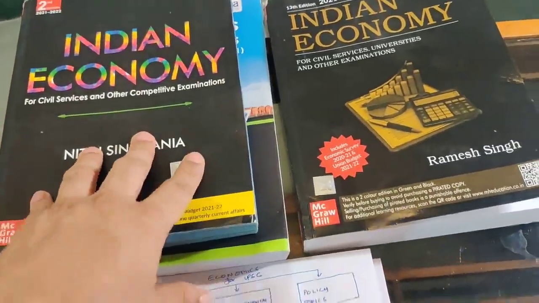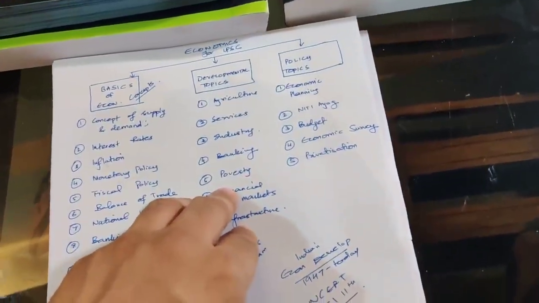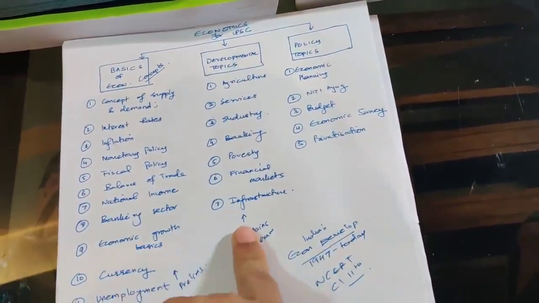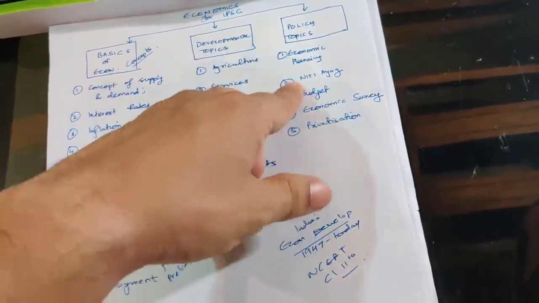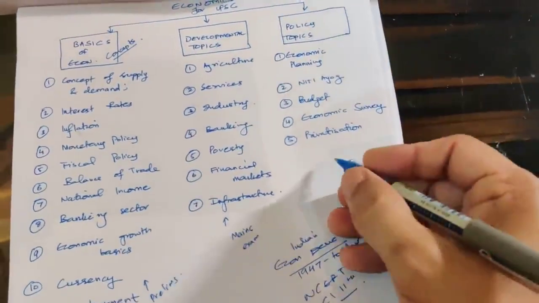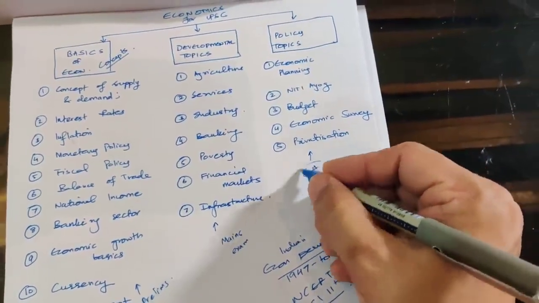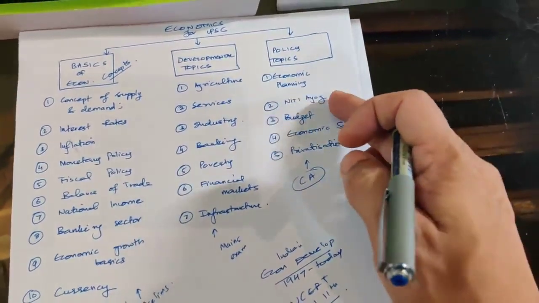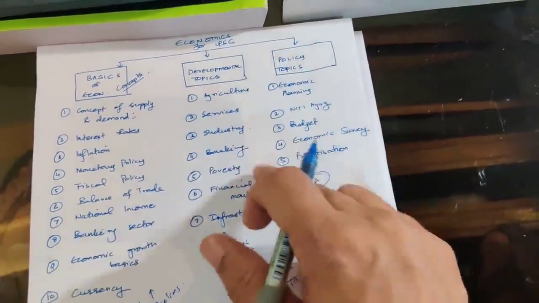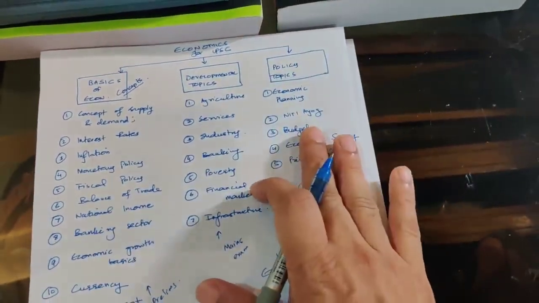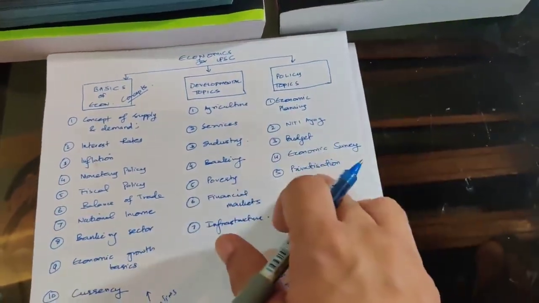These are all given in Nitin Singhania chapter by chapter. They're also given in NCERTs. So you can refer to them from Mrunal also. For policy topics, these are mostly current affair topics. So what are these? These are economic planning, Niti Aayog reports, budget, economic survey and privatization topics. These you have to study through current affairs, through newspapers, and through the reports that come.